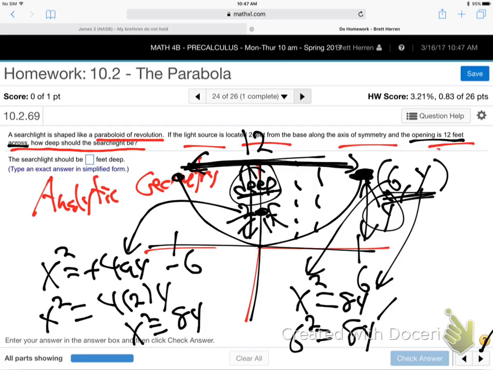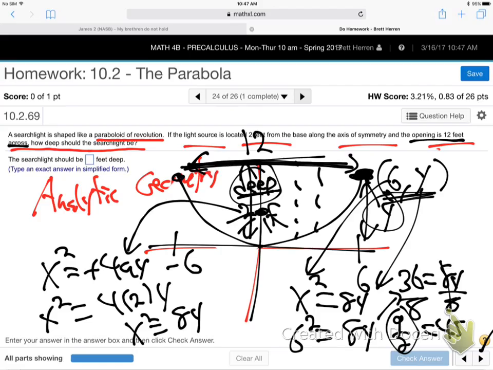Is everybody okay with that? I just don't have room. 36 over 8, y divided by the 8. 36 eighths. And then reduce that. What is that? By 4, 9 halves. So the 4.5. 4.5. That's how deep. The light should be 4.5 feet high.